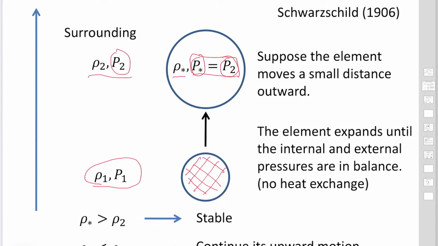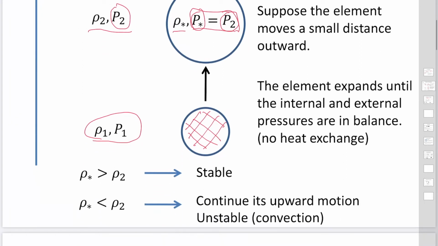So there are two possibilities. If ρ* is larger than ρ2, so the density of this element is larger than the density in the surrounding areas, this element is sinking to the original position. So in this situation, the state becomes stable. We have a stable state. But if ρ* is smaller than ρ2, the element keeps moving upward. This corresponds to the unstable mode. We call this convection.